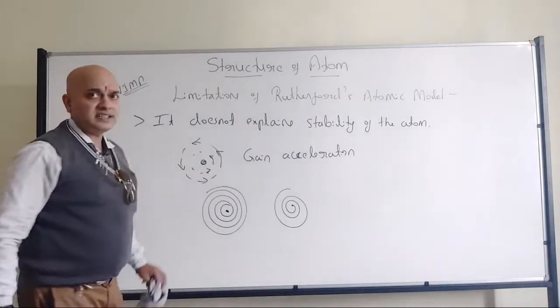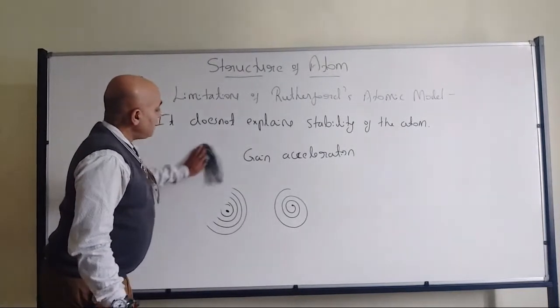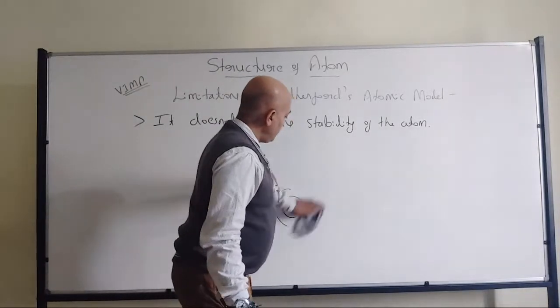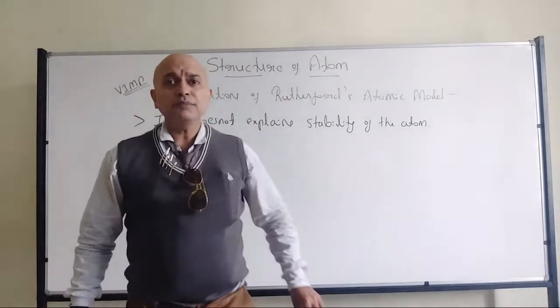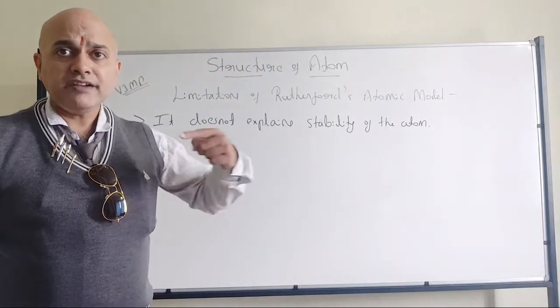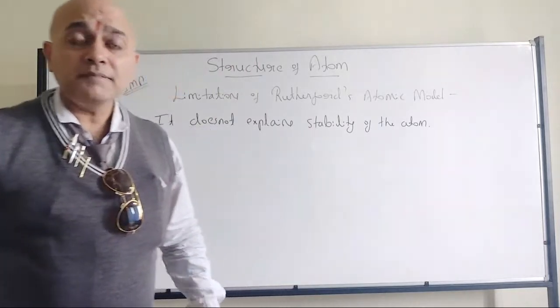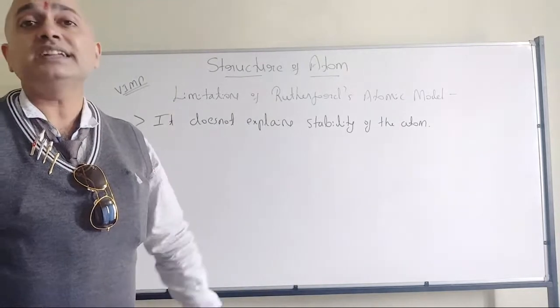One sentence is enough. It does not explain the stability of the atom, because according to Rutherford, since electrons are revolving in a circular path, that means every time they are changing direction. So they should gain acceleration, since they are changing direction.